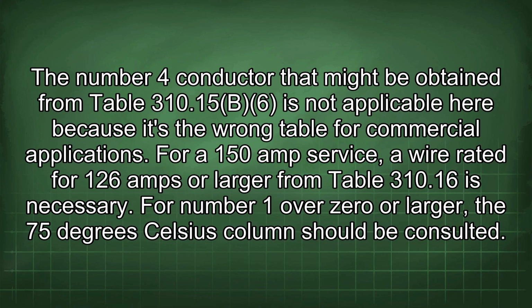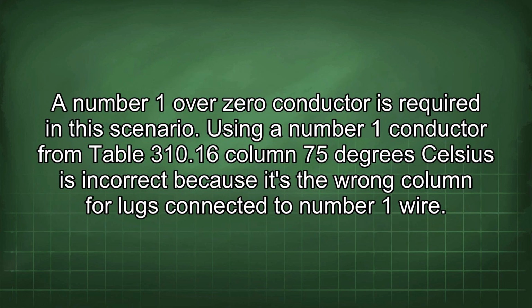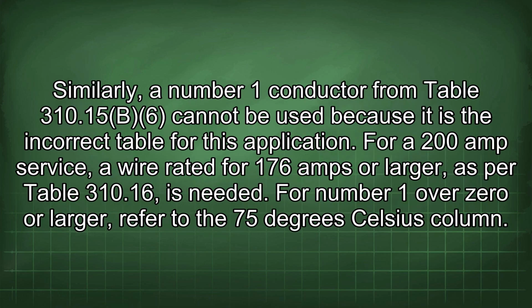For a 150 amp service, a wire rated for 126 amps or larger from Table 310.16 is necessary. For number 1/0 or larger, the 75 degrees Celsius column should be consulted. A number 1/0 conductor is required in this scenario. Using a number 1 conductor from Table 310.16 column 75 degrees Celsius is incorrect because it's the wrong column for lugs connected to number 1 wire. Similarly, a number 1 conductor from Table 310.15(B)(6) cannot be used because it is the incorrect table for this application.